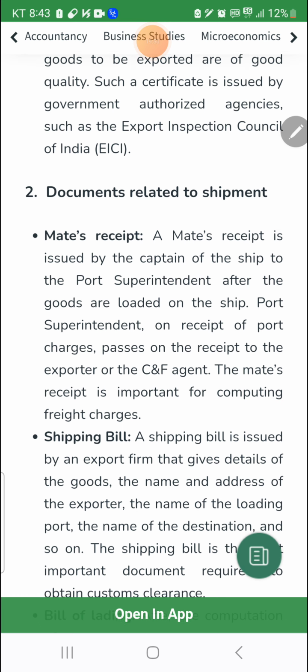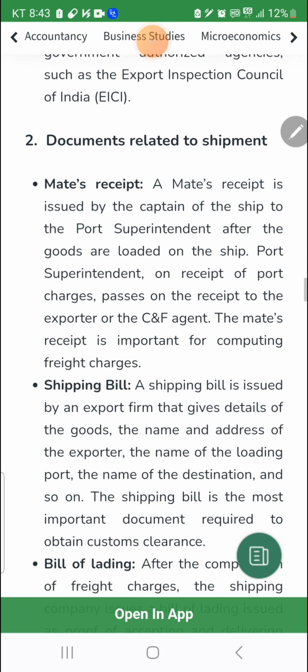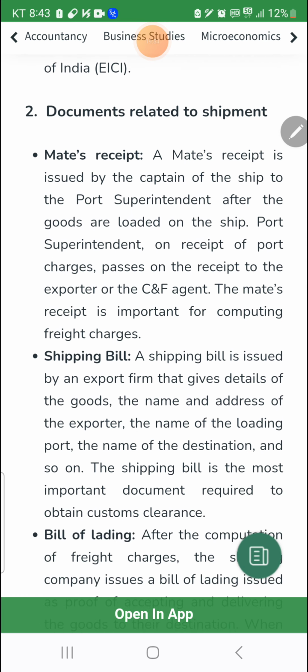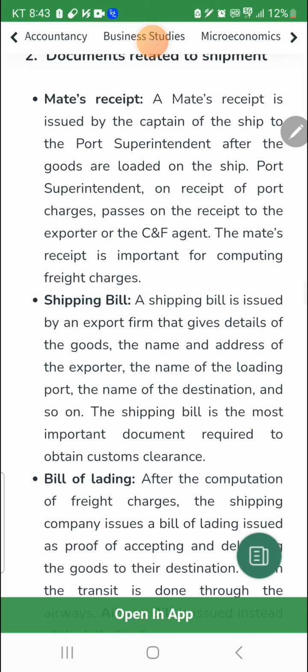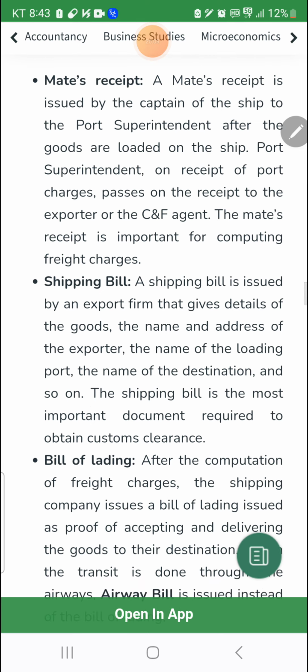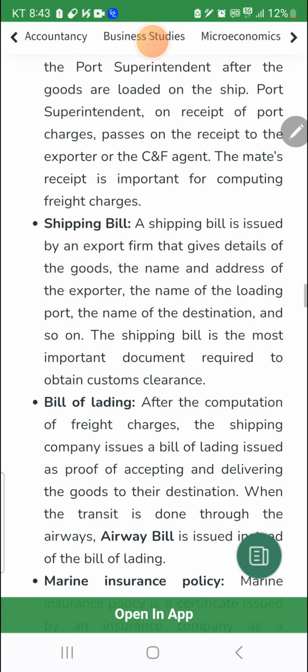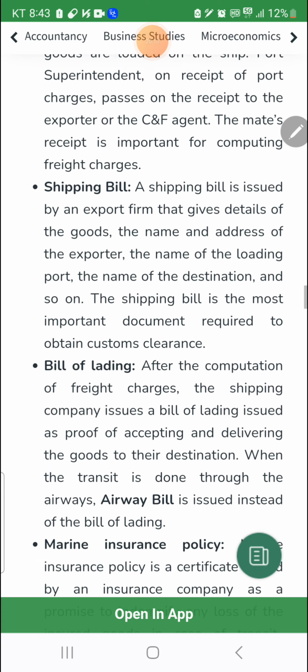2. Documents related to shipment. Mate's receipt. A mate's receipt is issued by the captain of the ship to the port superintendent after the goods are loaded on the ship. Port superintendent, on the receipt of port charges, passes on the receipt to the exporter or the CNF agent. The mate's receipt is important for computing freight charges.